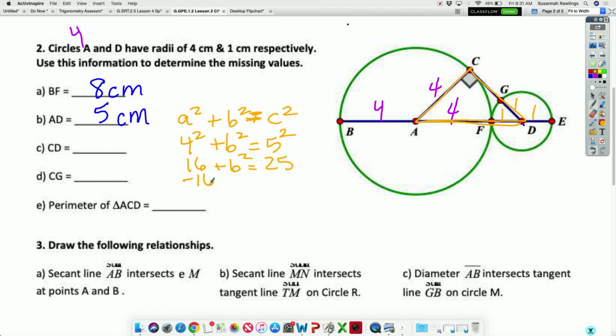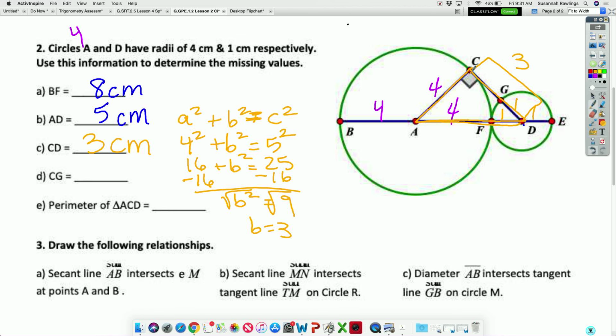I'm going to subtract 16. I get b squared equals 9. And what's my last step? Square root it. So b does in fact equal what? 3. Which gave me the whole side that I was looking for, C to D. So that is equal to 3 centimeters. So this is building off of our prior knowledge using Pythagorean here. So CD is 3. From C to D, we found that whole side to be 3.